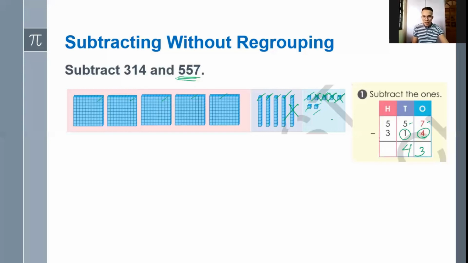And finally, let's subtract the hundreds. There are 5 hundreds, and you're going to take away 3 hundreds. 5 hundreds, cross out 3 hundreds. 1, 2, 3. And count the remaining number of hundreds. We have here 1, 2. 5 hundreds minus 3 hundreds is 2 hundreds. Therefore, 557 minus 314 is 243.